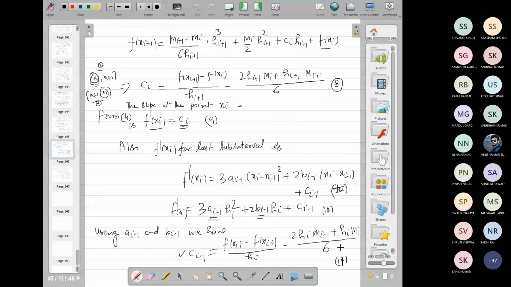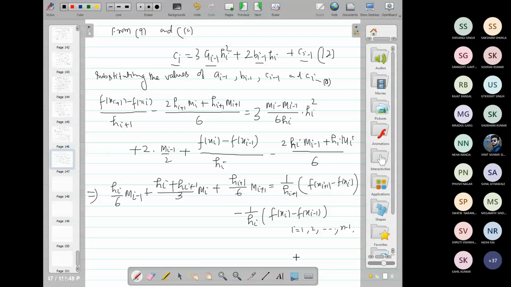This is equation number 12, 13. So this is the formula to find the cubic spline curve in the interval xi and xi plus 1. If the values of x are equidistant, then hi is equal to h, and h is equal to hi plus 1 is equal to hi.